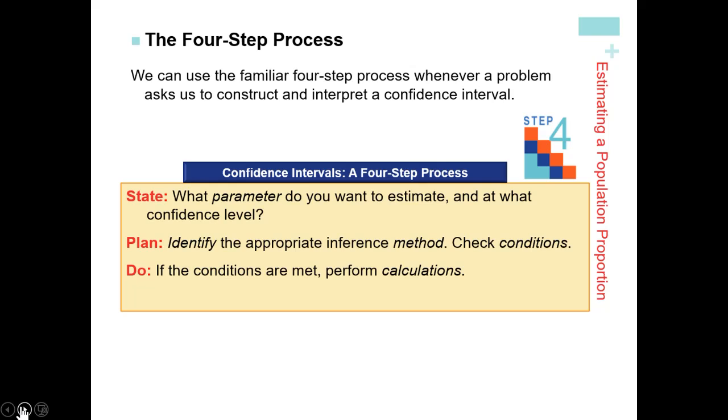Then you're going to do your calculation: show the formula, plug in the numbers, answer. And then you're going to interpret that answer, interpret the interval. So that statement of we are 95% confident that the actual population parameter lies between these 2 values.